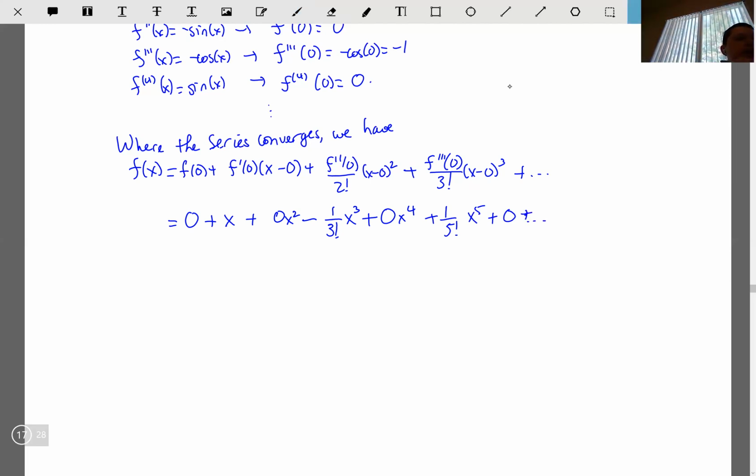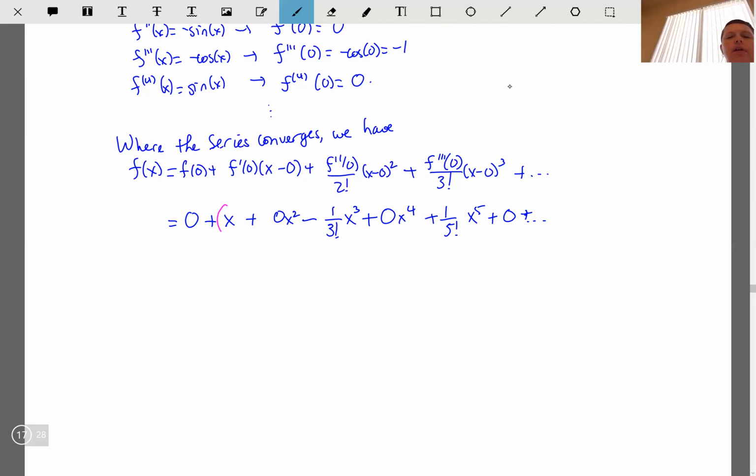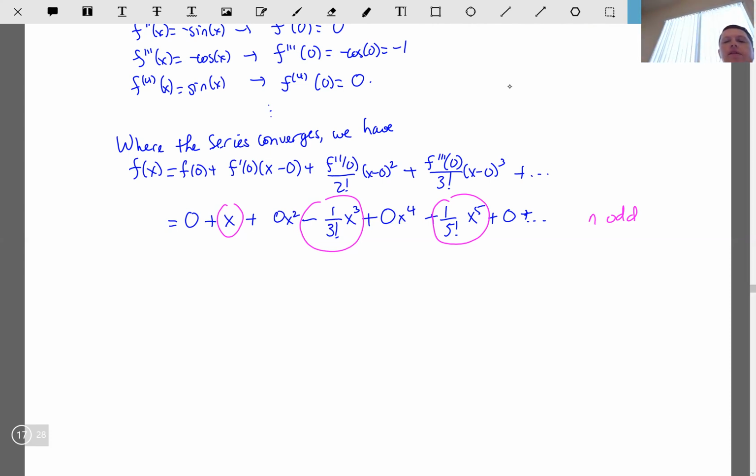So what's going on here is you'll notice that the only place where we have things that are not 0 is when n is odd. So how do I write n odd? If I want my series to start from 0, to get odds, you get 2n plus 1 for n being 0, 1, 2. That gives you 1, 3, 5, 7.